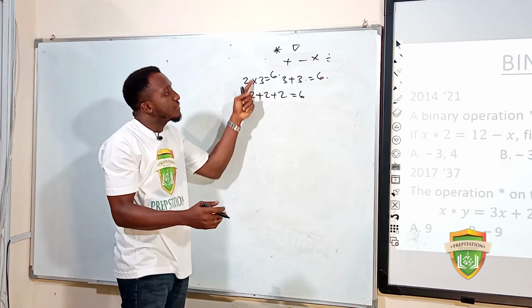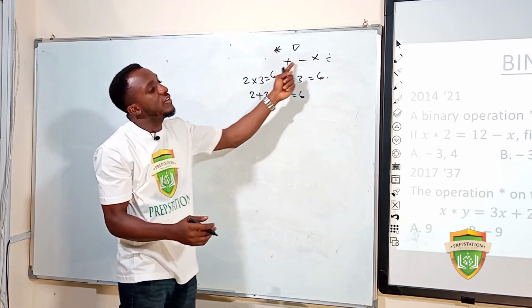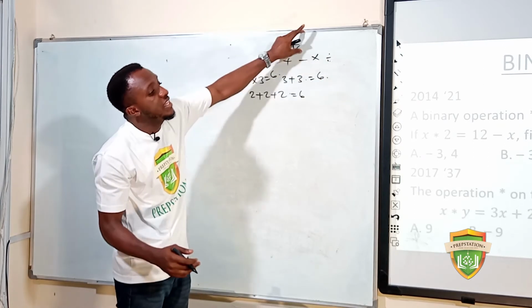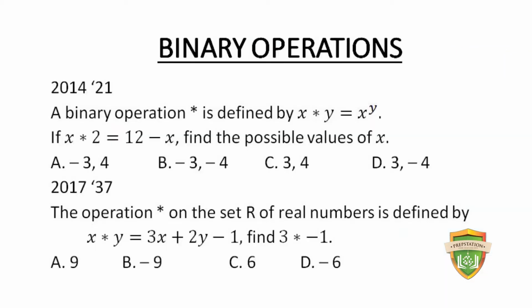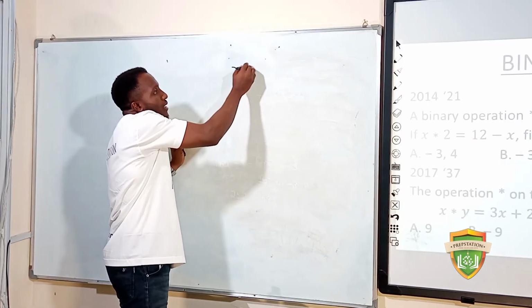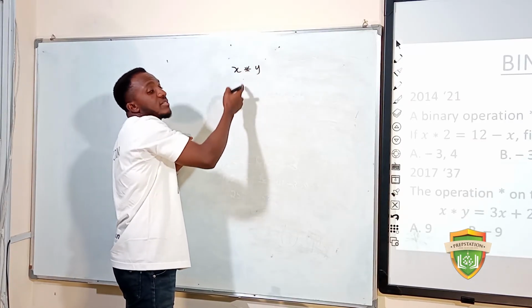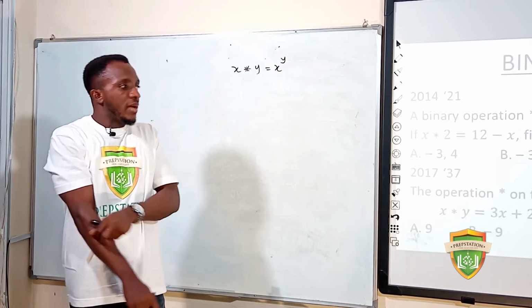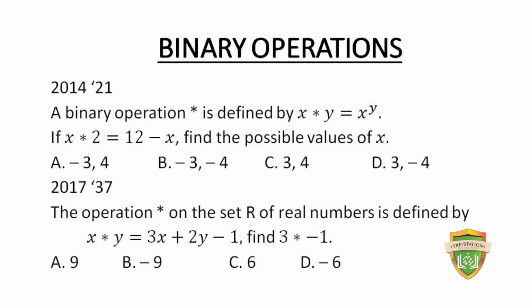So it says if you have something like this, this is an operator in this case. So we have different operators. Addition is an operator, subtraction is an operator, multiplication, division. So a binary operation star is defined by that which you have on the board. 2014 number 21. It says x operator y, if you like to say x star y, equals x raised to power of y. Now, if x star 2 is 12 minus x, find the possible values of x.